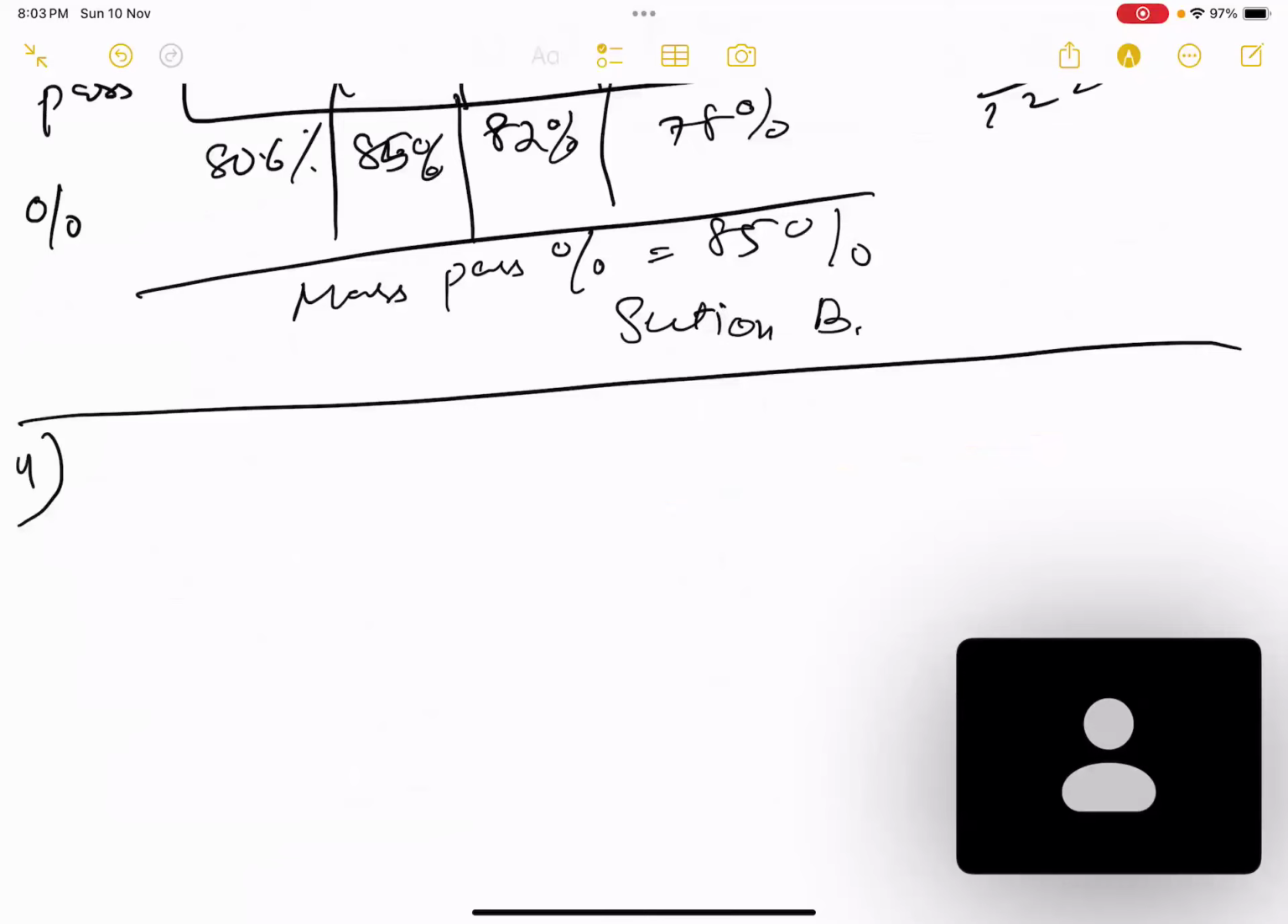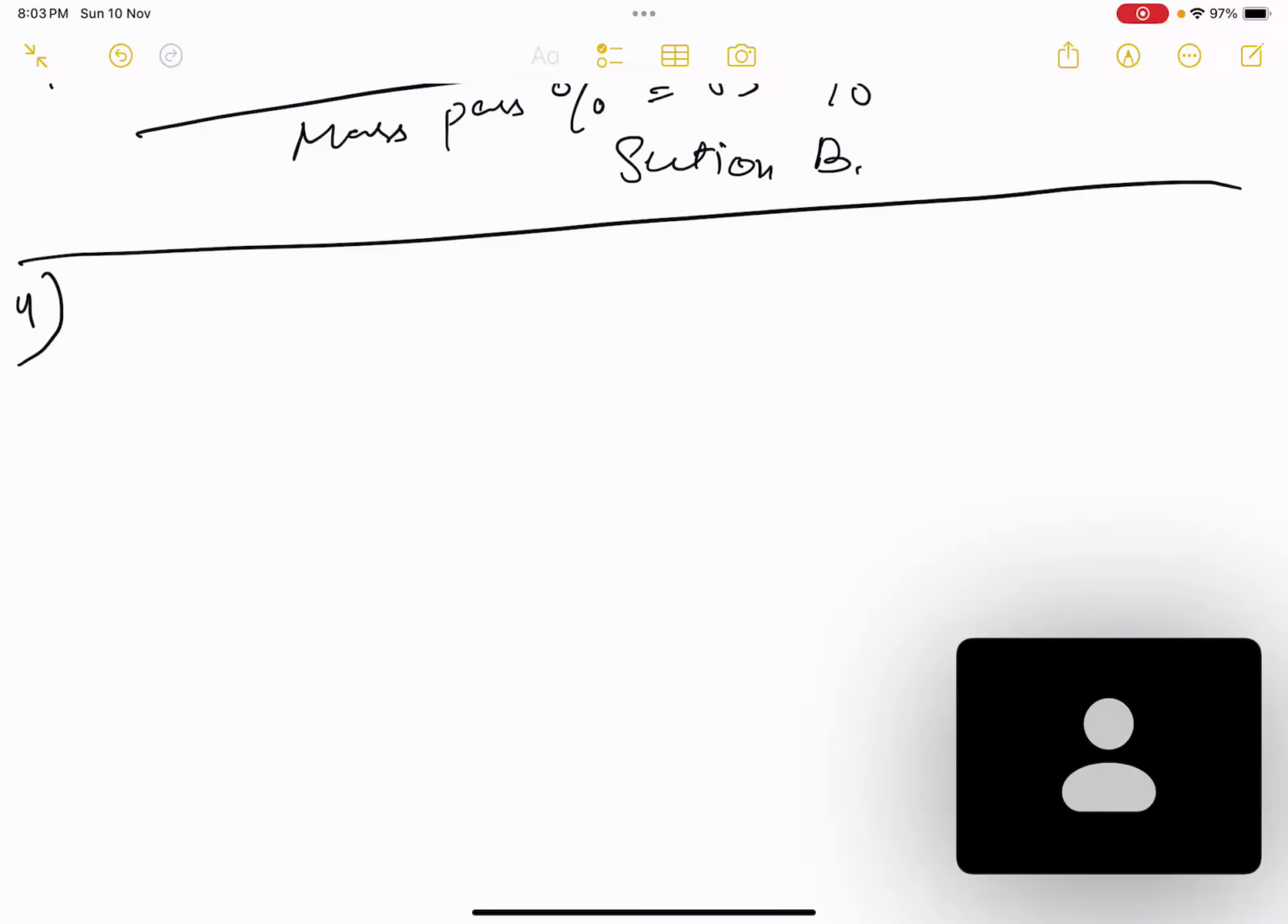Next is the next question number. So here we need the speed of a car. Both start from point A and reach point B, which is 150 kilometers away. So there are two types of transportation. One is the car and the other is the train. So we'll assume that the speed of the car is x kilometers per hour.